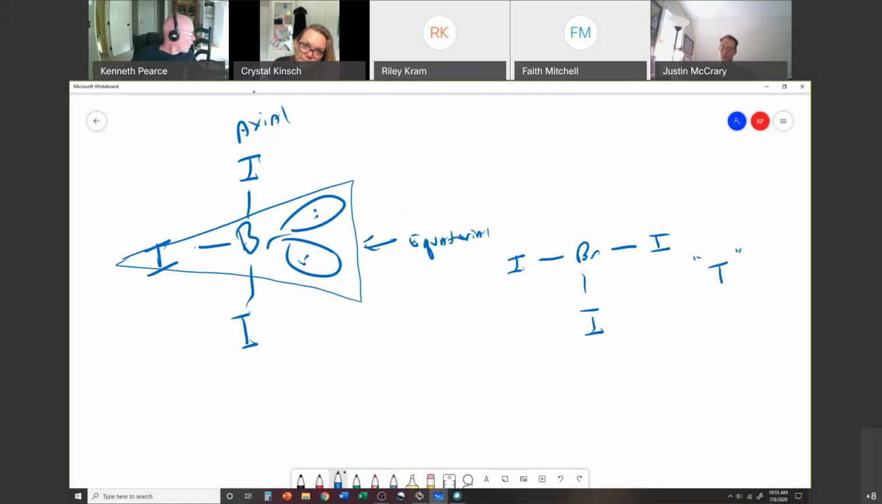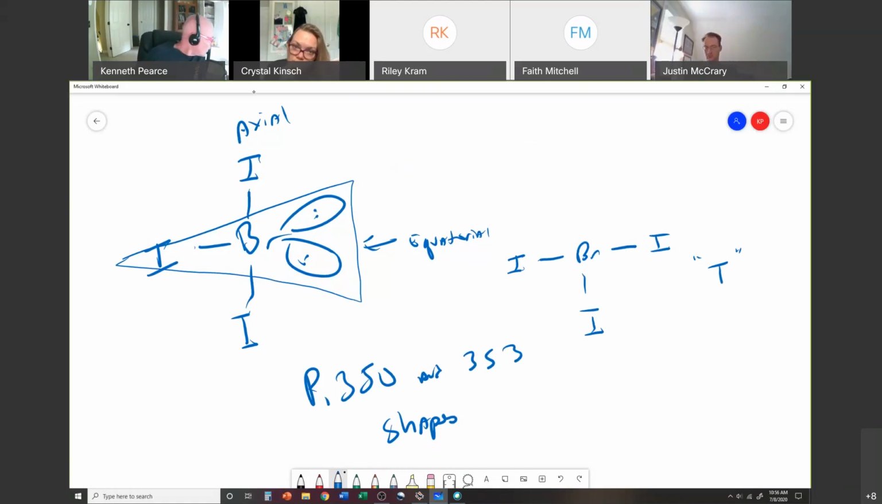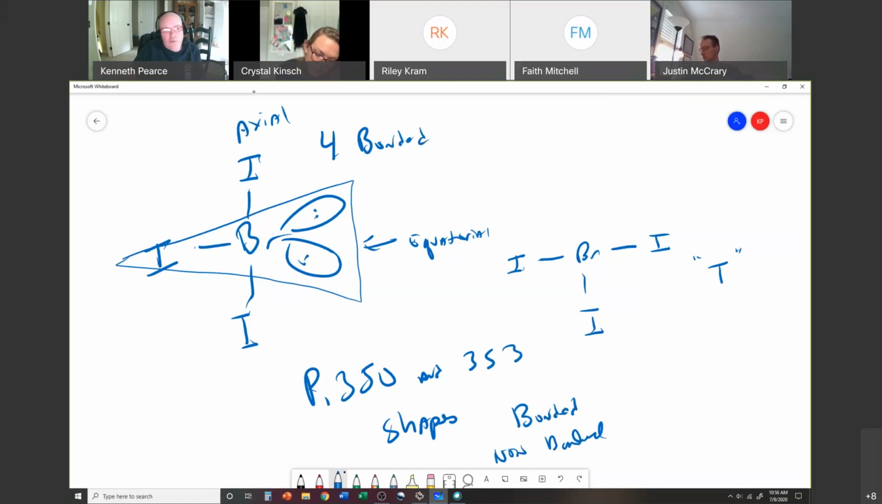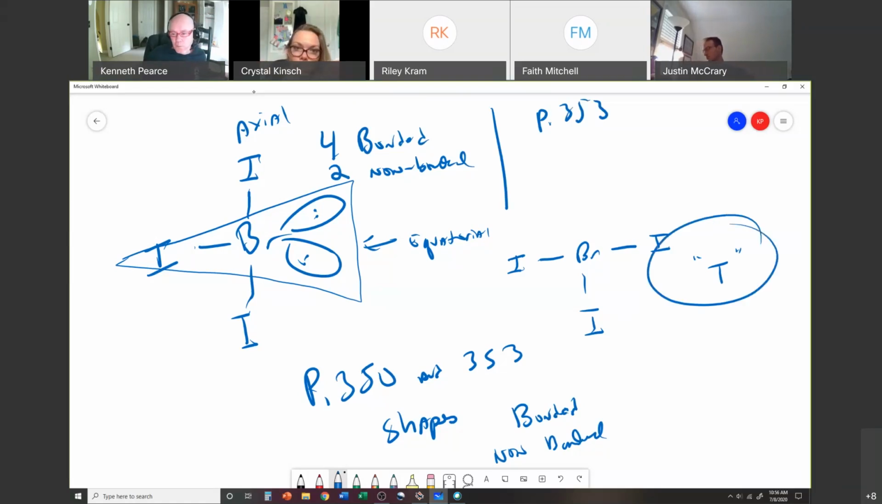Now, where do we find all of this? We find all of this on page 350 and 353. We have the shapes. What we look for on our table is bonded and non-bonded. So if we look here, what do we see? We see 4 bonded. I see 2 non-bonded. And I look on my table on page 353 and I see, what do we got here? We got 3 bonded, 2 non-bonded. You see that? If you're looking on page 353, sure enough, it says T-shaped.